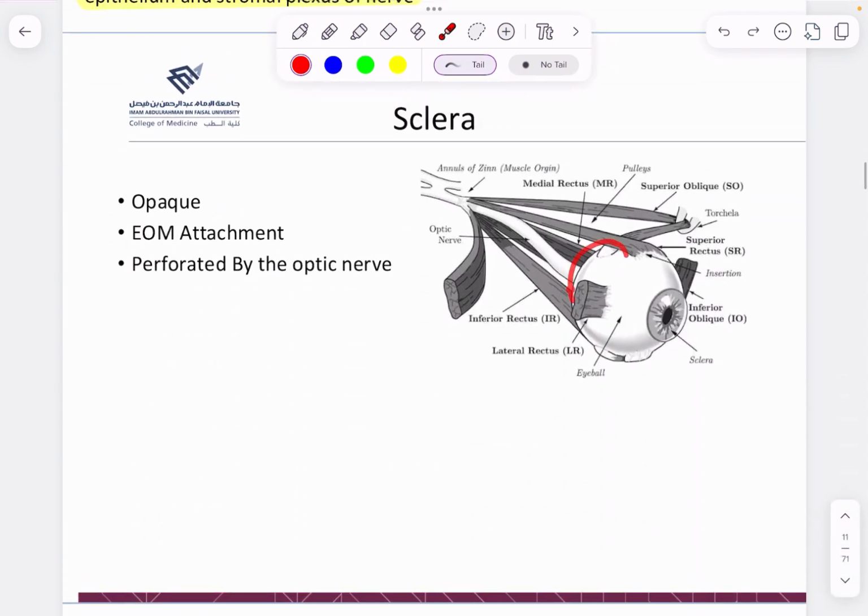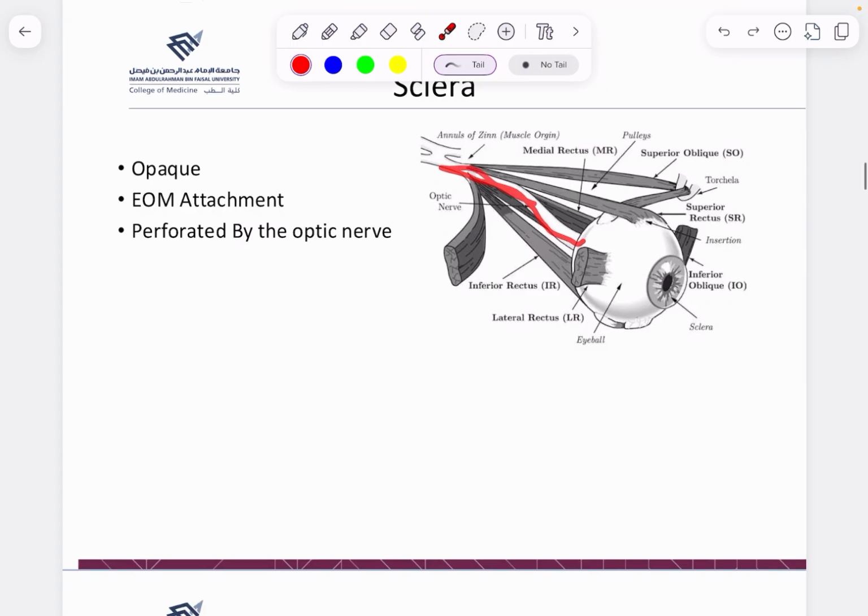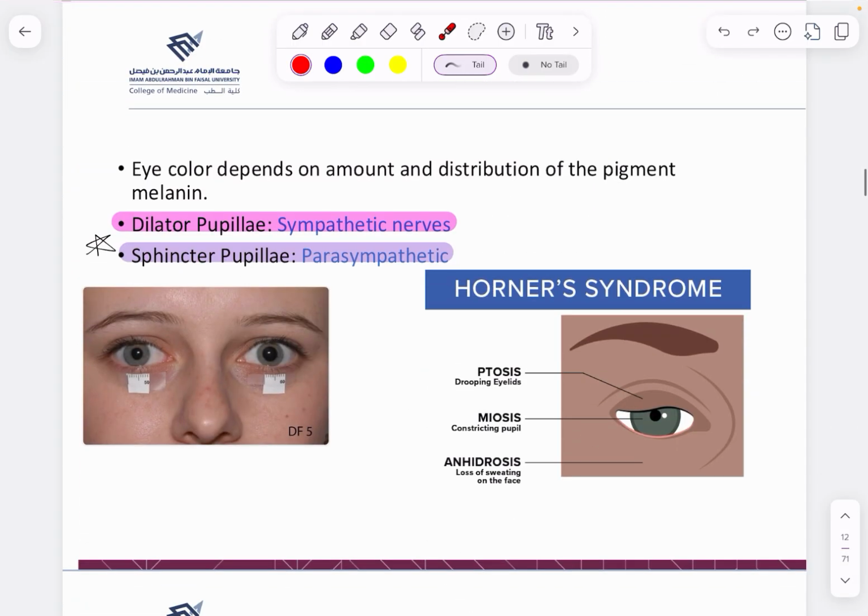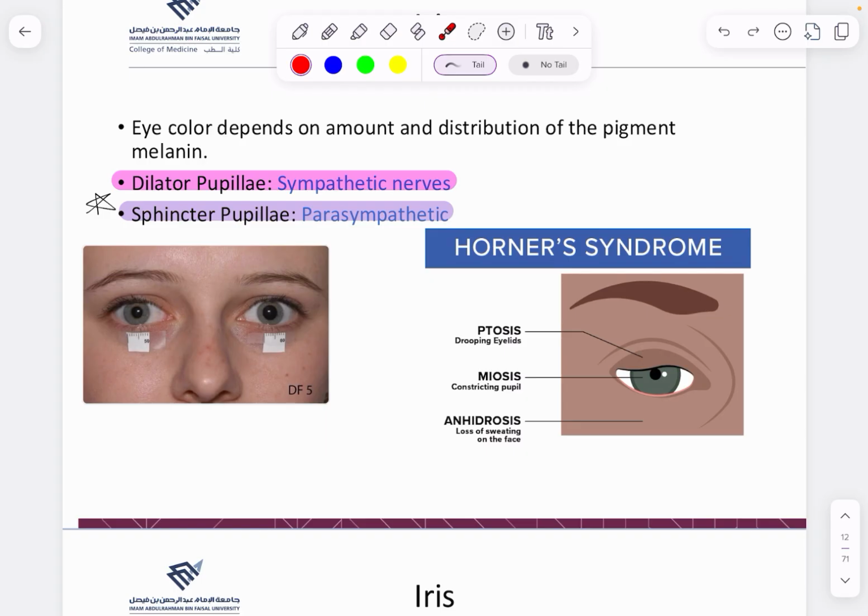Okay, the sclera, this is the white part that you see. What's its function? It's opaque and it's where all the muscles are going to attach to the eye. And here it is perforated by the optic nerve, as you can see. Okay, the iris, it's the colored part of the eye.